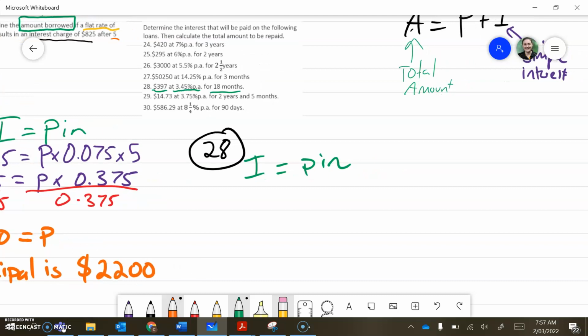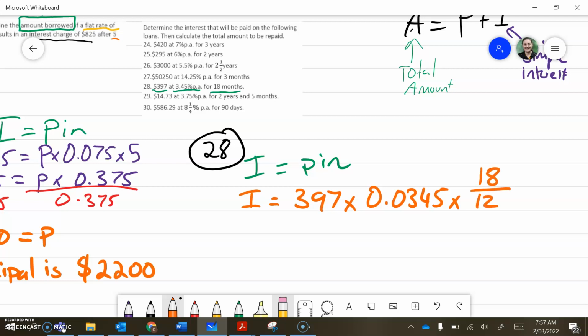So if I substitute this into my formula, I'm going to have I equals $397 is my principal. My interest rate, which is 3.45%, that's 0.0345. And then my number of years, this is currently in months. So to go from 18 months to years, we need to divide by 12. So you can write it as a fraction of 18 over 12. Now, if you prefer to have that as a decimal, you can obviously evaluate it where it's a terminating decimal. So this one here, it ends up as 1.5. But if that decimal is recurring or non-terminating, you need to leave it as a fraction for accuracy.